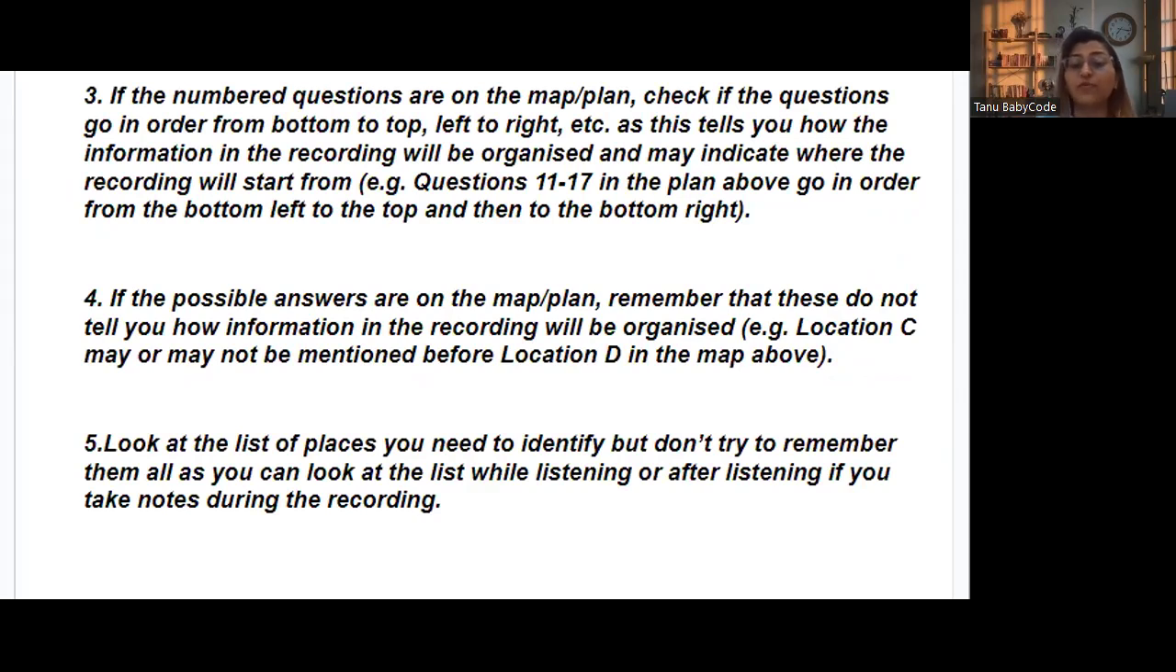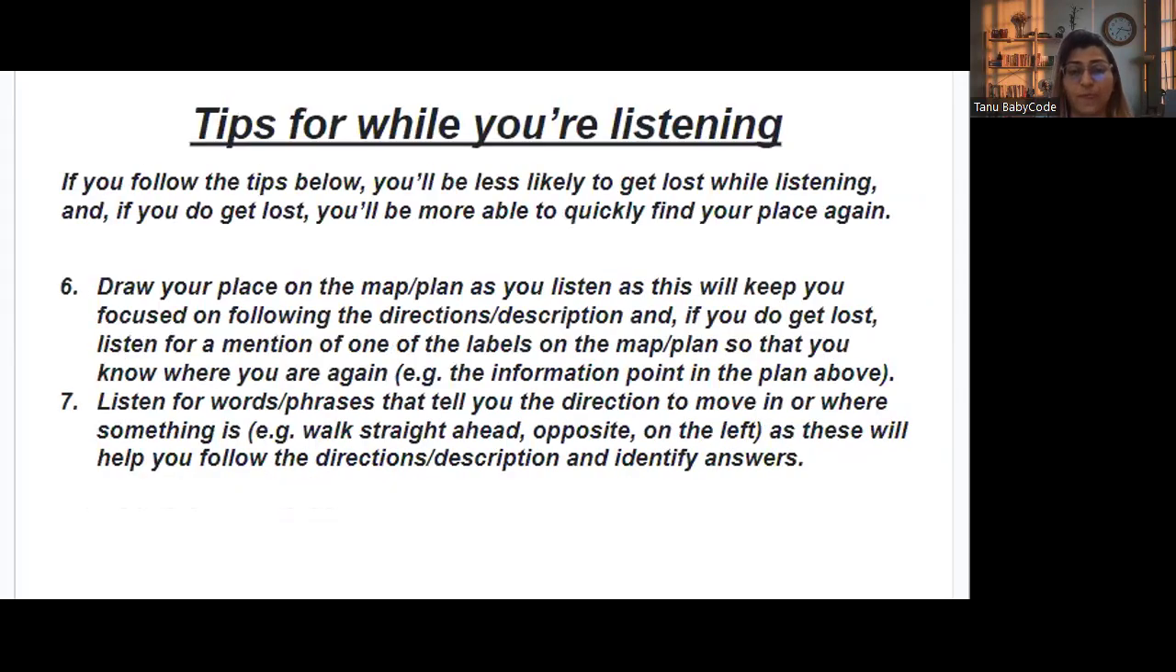Okay, if the possible answers are on the map and plan, remember these do not tell you how the information is organized in the recording, right? For example, location C may not be mentioned before location D, right? So look at the list of places you need to identify, but don't try to remember them all, as you can look at the list while listening or after listening if you have taken notes during the recording. So try to take notes during the recording also.